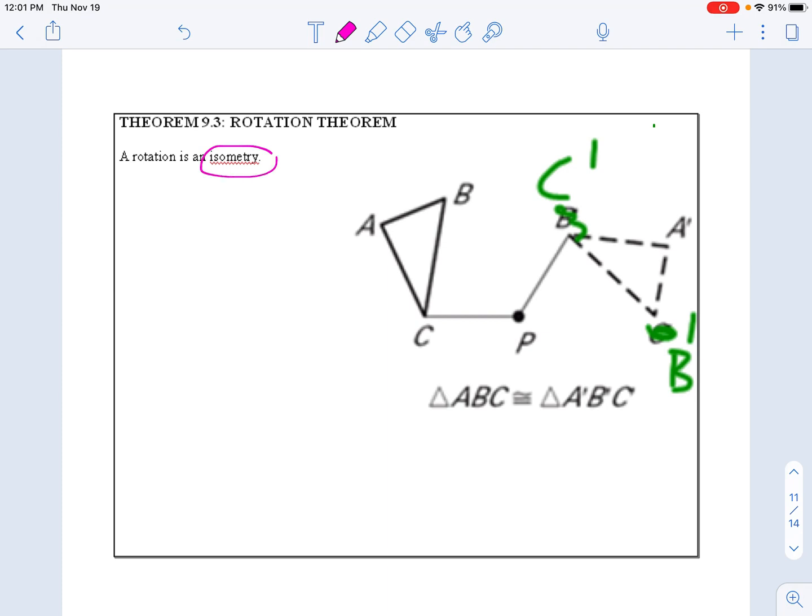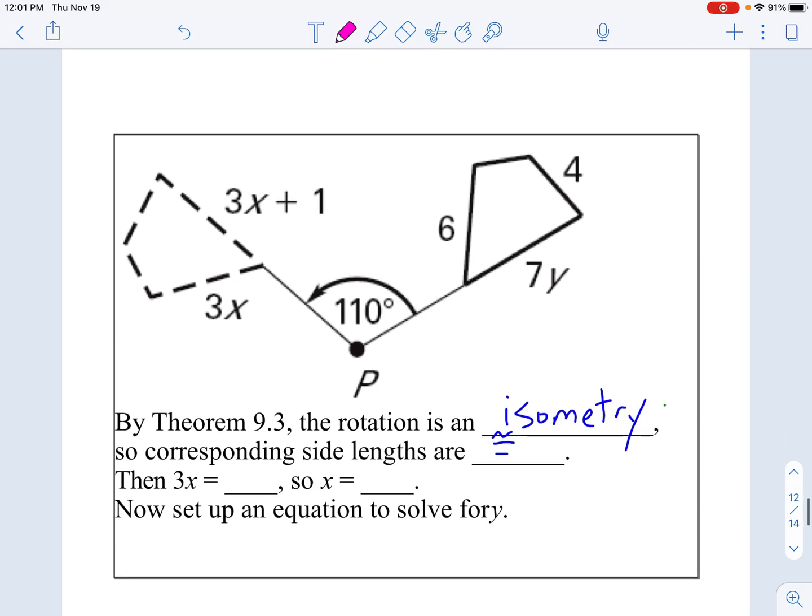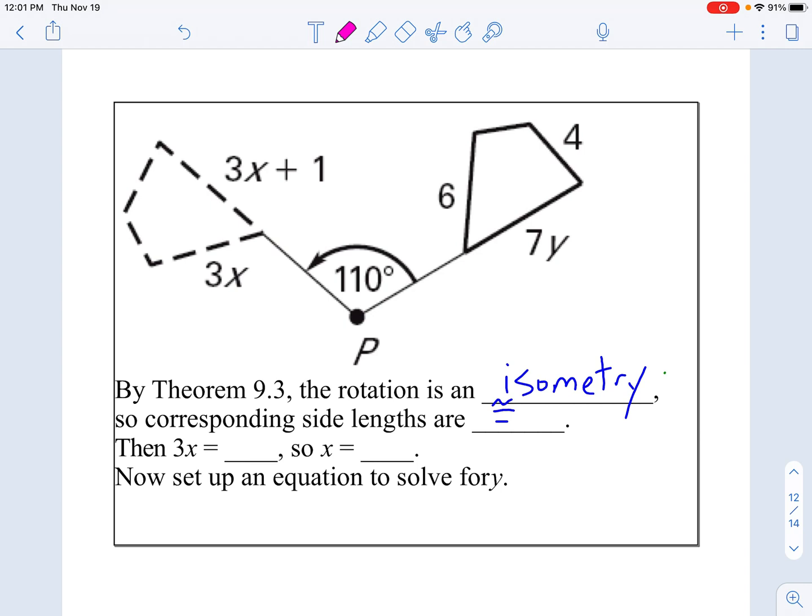We talked about that term isometry. A rotation is also an isometry, meaning that everything is going to remain the same. If AB is 3 inches, then A prime B prime will still be 3 inches. If AC is x plus 5, and A prime C prime is 10 maybe, then we know that x plus 5 would have to equal 10. Right? And that's where we can get our equation to find the value of x. So that is what we talk about here when they talk about a rotation being an isometry.